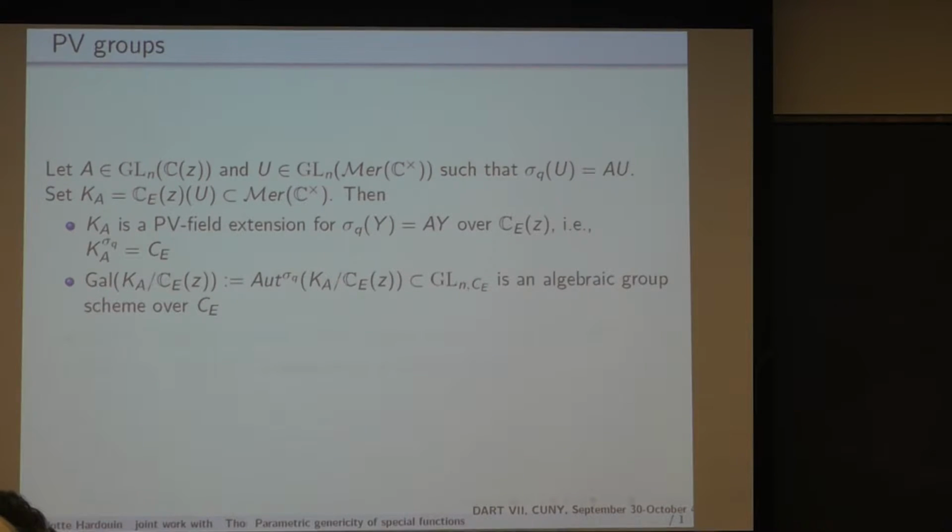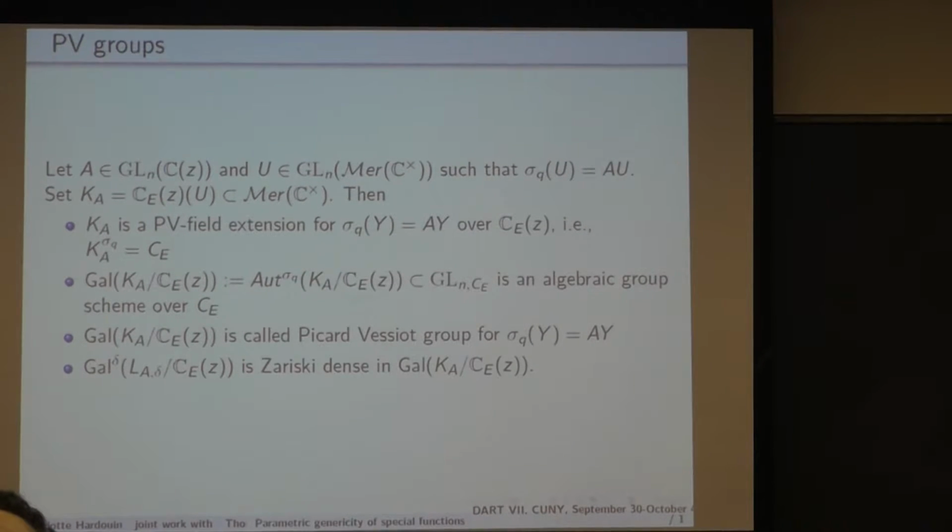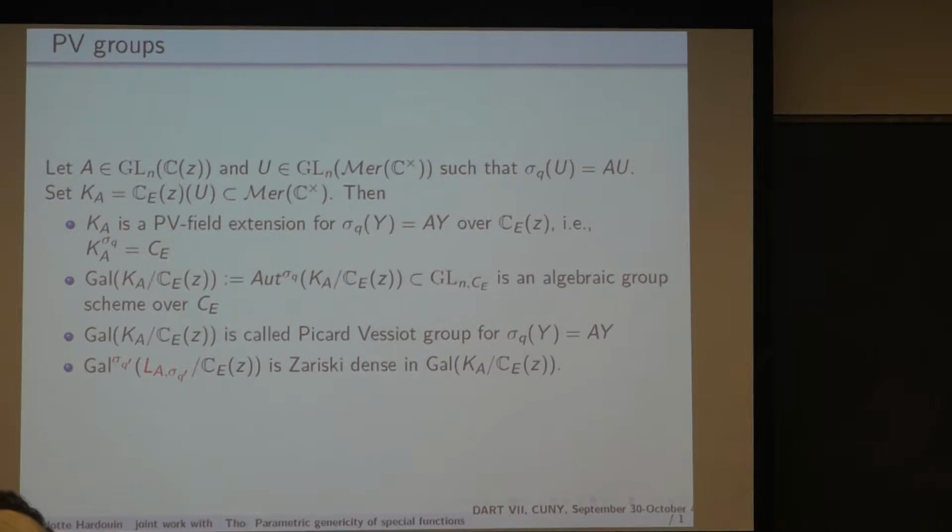Then, as Carlos told you, this group is called the Picard-Vessiot group of the system, and Carlos told you this morning that the parameterized Galois group is Zariski dense in the usual Galois group. So just imagine that you have one group defined by differential equations and the other by algebraic equations. You throw away the differential equations, and then you get the equations of the algebraic group. That's the meaning of Zariski dense. In the same manner, if you replace the parametric operator delta by the parametric operator sigma q prime, you also find that the parameterized group is Zariski dense in the usual Galois group.